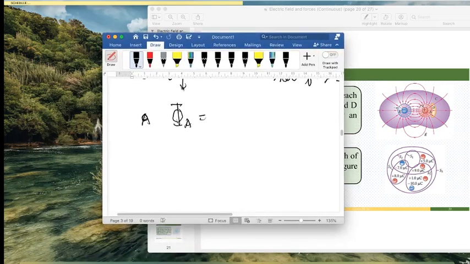So that is equal to Q enclosed over epsilon sub naught. So ano yung enclosed na charge mo sa surface A? So that is positive Q. So we can have positive Q over epsilon sub naught. And that's it. That's the flux of the surface A.